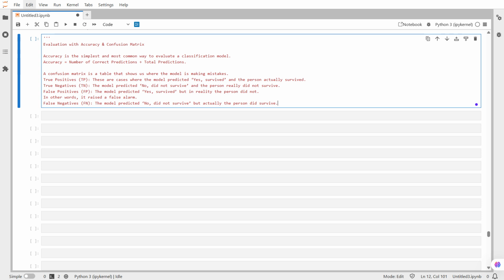In the next step, we will apply classification to a larger dataset and see how these models perform in the real world.